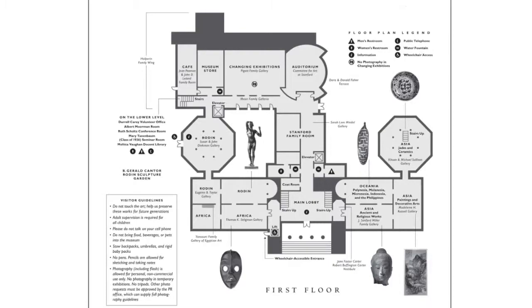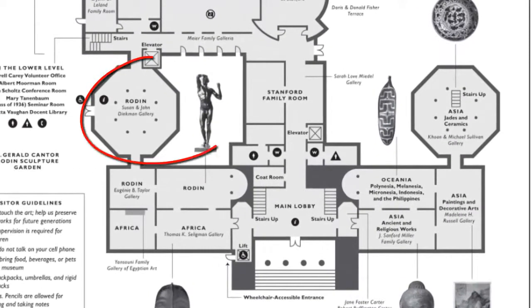Off on the left-hand side on the lower level, that actually goes 2 stories tall. It's where the Rodins are kept now. But in the interior of this room is a dome.